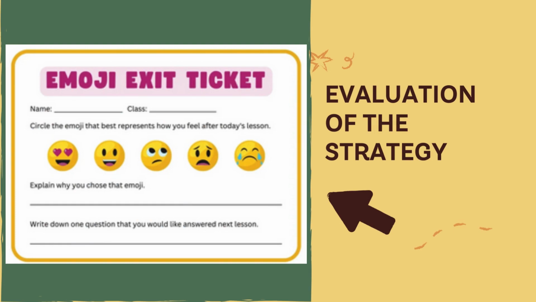Okay, this is the evaluation. Students need to fill up this emoji exit ticket. First, students need to circle the emoji that best represents how they feel after the lesson and also explain why they chose the emoji, and also write down one question that they would like answered in the next lesson.